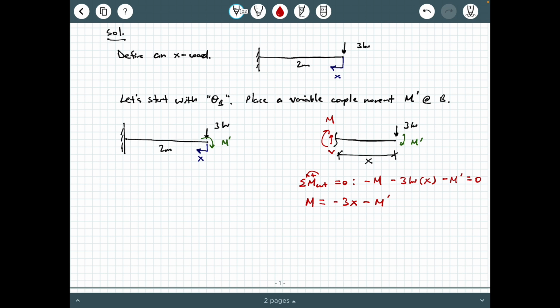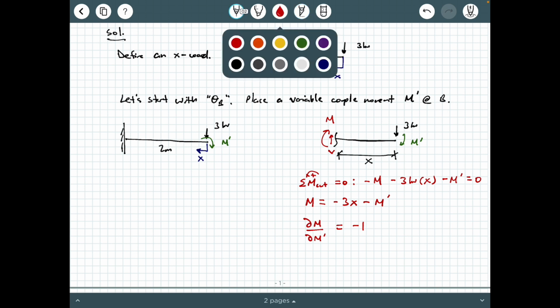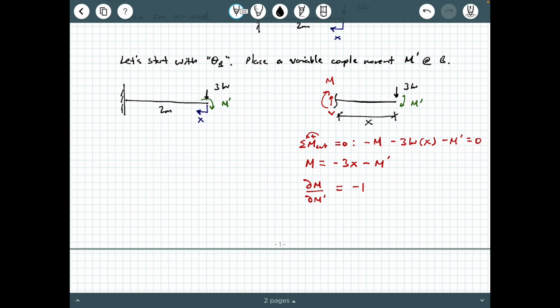So now I can go ahead and get that partial derivative. I can say dM/dM prime. So what is that? Well, it's the partial derivative of this function with respect to M prime. So I'm treating M prime as the mathematical variable, which means that my partial derivative is just -1, because the 3x term is treated like a constant when I'm taking this partial derivative. What do I do next? Well, I'm almost done. This is a pretty short process.